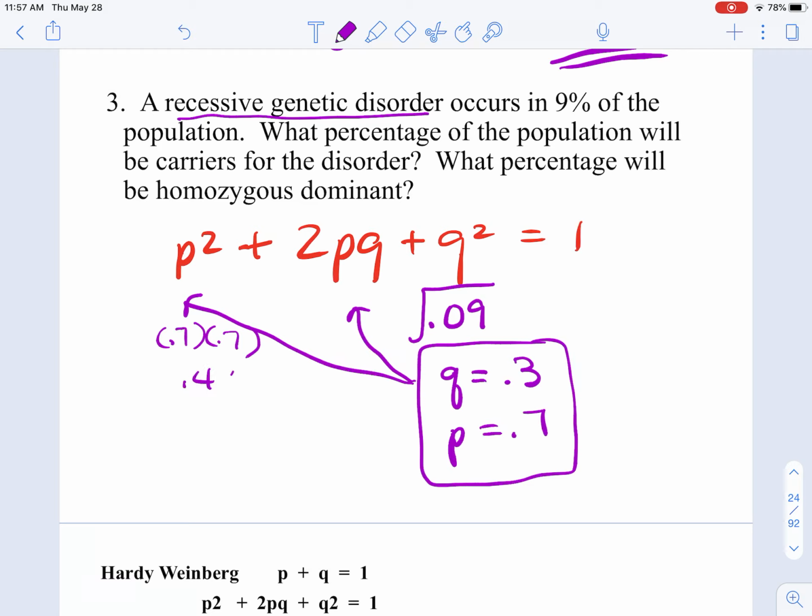For p squared, it would be 0.7 times 0.7. 7 times 7 is 49. So that's 49% of them are p squared. 2 times p times q is going to be 2 times 0.7 times 0.3. So that works out to 42% of the population. And you are done your question. 49, 42, and 9 will equal 100% of them. And so you know that 49% are homozygous dominant, 42% are heterozygous creatures, and 9% were homozygous recessive, as stated in the question.